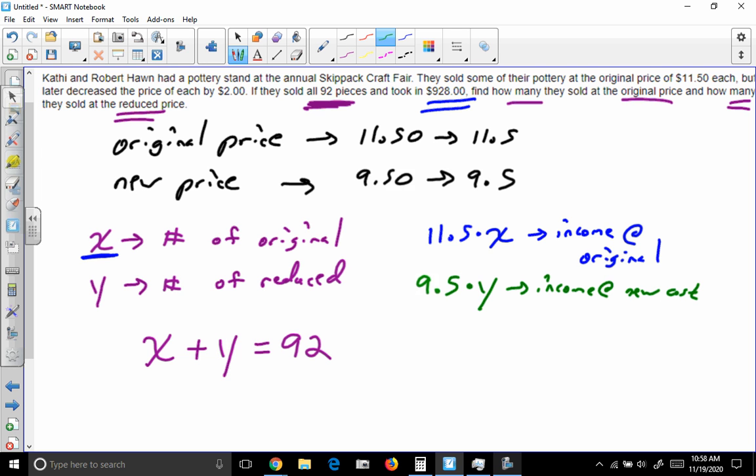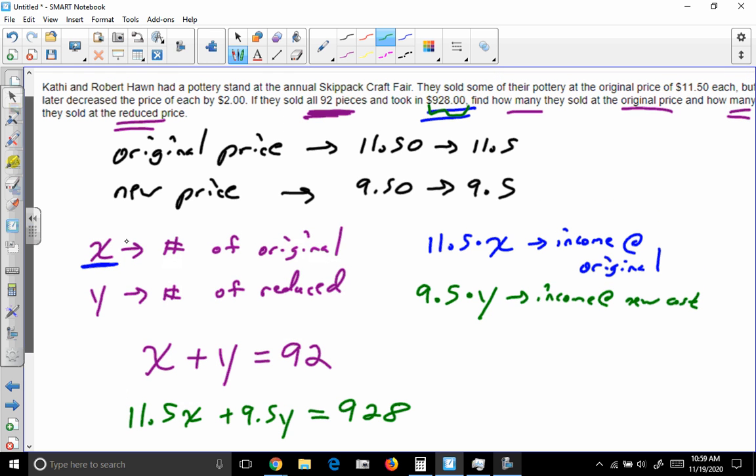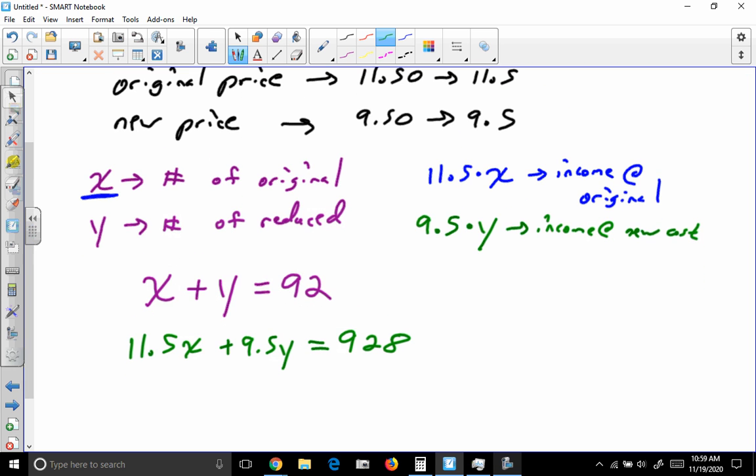So we're told that our total income is $928. So when we take how much money we made at the original price plus how much money we got at the new price, that's a total of $928. Now we just need to solve our system of equations.